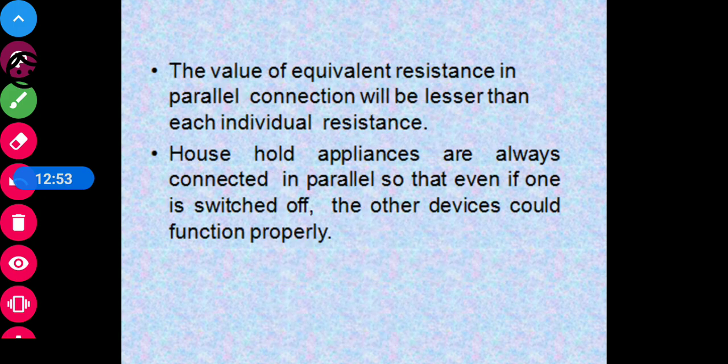So when three or more resistances are connected in parallel, the resultant or equivalent resistance in the circuit will be less than the individual resistances, while in the case of series, the resultant resistance will be more. Now all household appliances are always connected in parallel, so that even if one is switched off, the other devices can function properly.